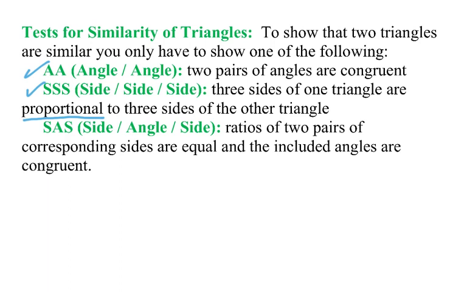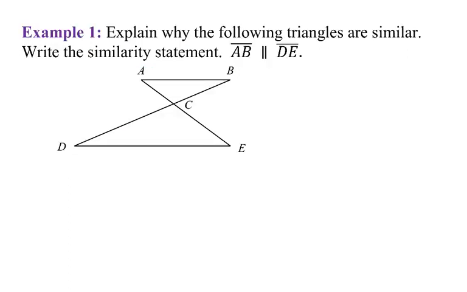And finally, SAS, or side angle side, ratios of two pairs of corresponding sides are equal, and the included angles are congruent. You might recognize some of these names from tests for congruence of triangles, but they are being applied differently when you're talking about similarity. I have two examples that I want to show you, and they will illustrate two of these theorems, and I think that'll give you an idea that you could use even for the third.